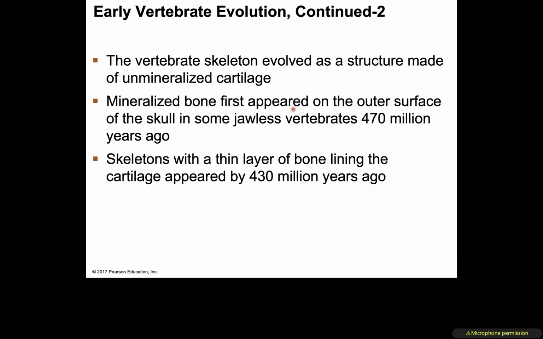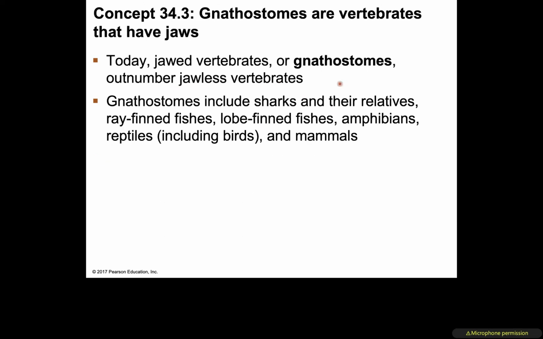And so then, your vertebrate skeleton evolved as a structure of unmineralized cartilage. Like I was saying previously, mineralization took place and then went away. Then your vertebrate skeleton started out as unmineralized cartilage. And so the mineralized bone first appeared on the outer surface of the skull in some jawless vertebrates about 470 million years ago. And the skeletons with a thin layer of bone lining the cartilage appeared about 430 million years ago. Today's vertebrates are going to be jawed, and they're called gnathostomes.